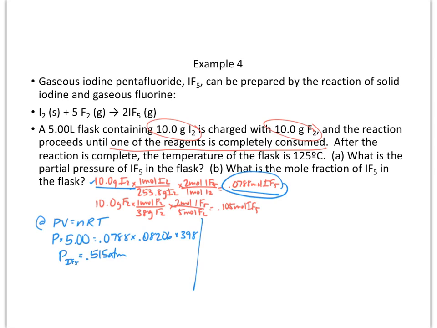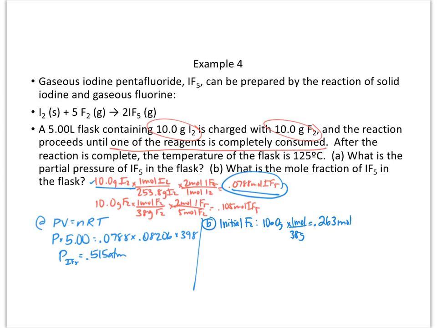Okay, so now there's going to be fluorine left over because fluorine was the reagent that was present in excess. So we need to figure out how many moles of fluorine are left. How do I do that? I have to figure out how many moles of fluorine I started with, how many moles of fluorine reacted with the iodine, and then subtract to find the moles that are left. So for the initial, this is all for part B, the initial fluorine would be the 10 grams of fluorine times 1 mole over 38 grams. So my initial moles of fluorine gas is 0.263 moles.